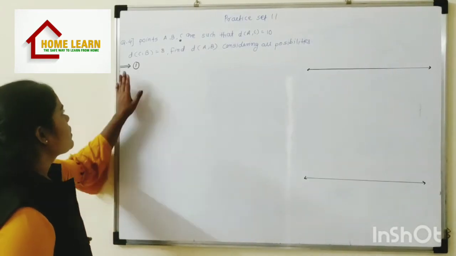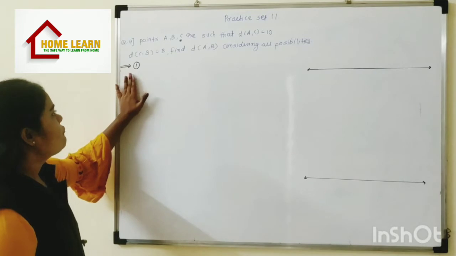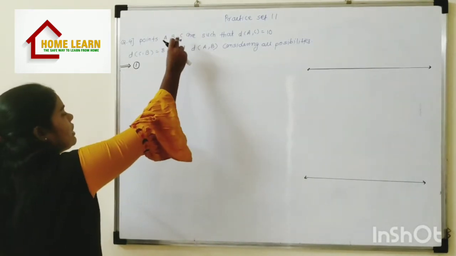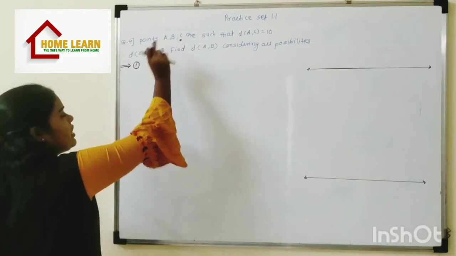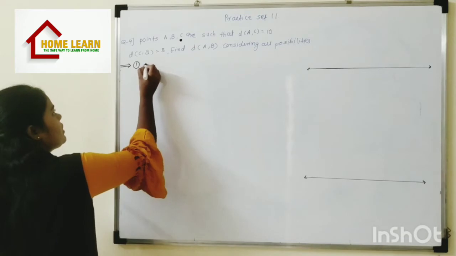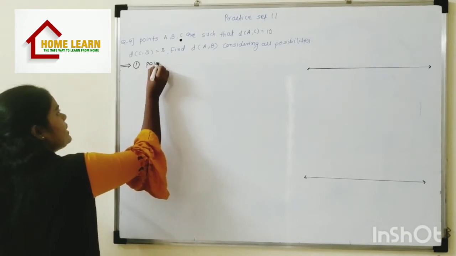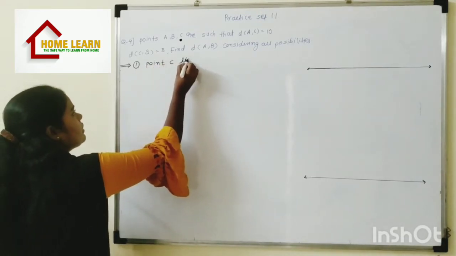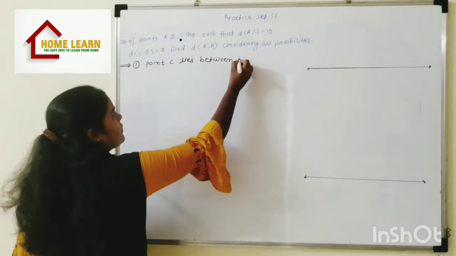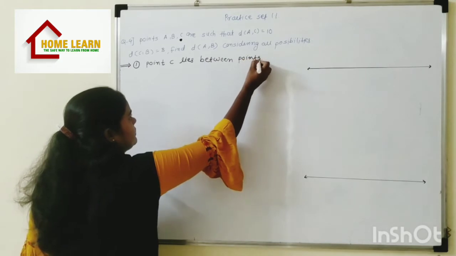Let's see, there are two possibilities. The first possibility is that if we take these 3 points, one point comes between the other 2 points. So let's take the first point C. Suppose point C lies between points A and B.